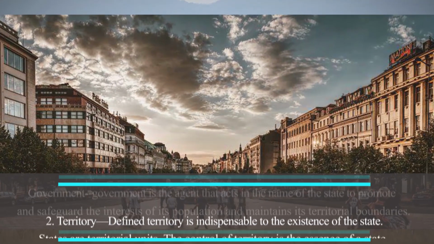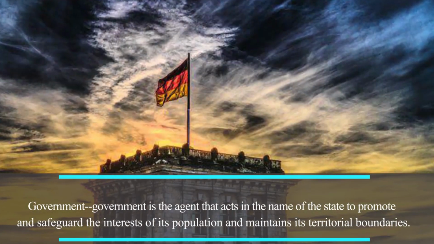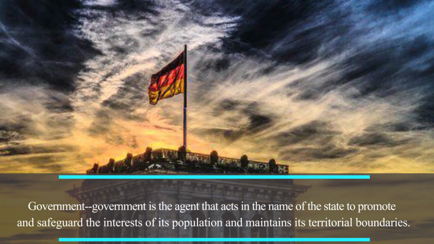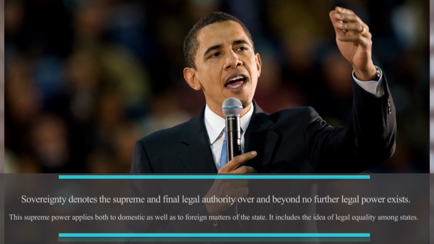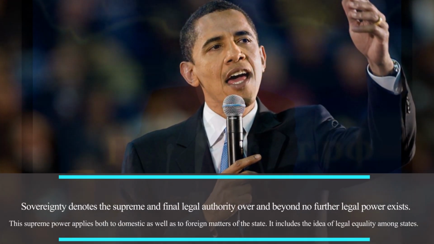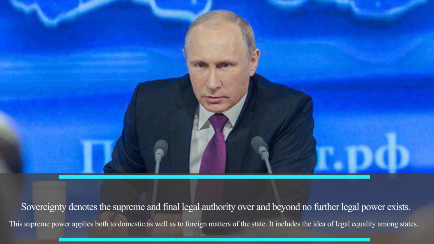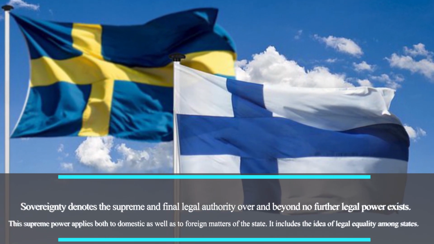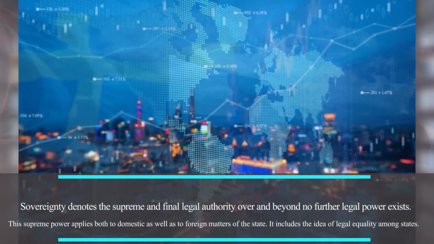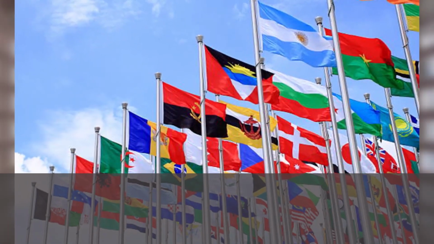The third is government. Government is the agent that acts in the name of the state to promote and safeguard the interests of its population and maintains its territorial boundaries. Fourth, sovereignty denotes the supreme and final legal authority, beyond which no further legal power exists. This supreme power applies both to domestic as well as to foreign matters of the state. It comprises the ideal legal equality among states.